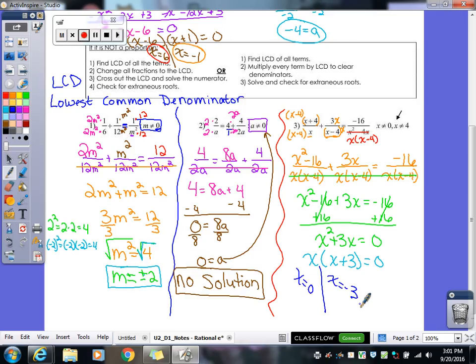If we look back, we were told at the beginning x cannot equal 0. So that's actually not an answer. We're going to call this extraneous, which is why it gets rejected: it makes our fraction undefined. So then x equals negative 3 is our only answer there.